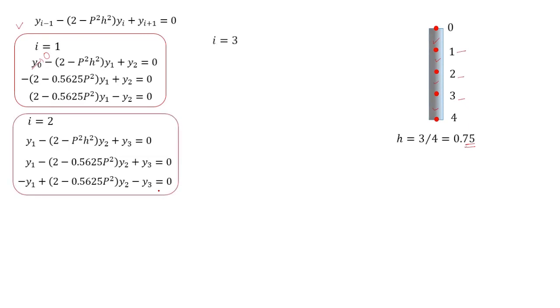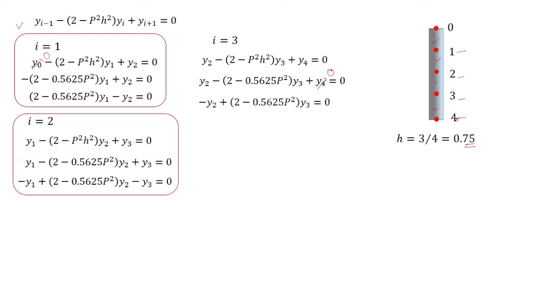Similarly for node number 3, we will put i equal to 3. So here we will have y2 minus (2 minus p square h square) y3 plus y4 is equal to 0. Here we will put h is equal to 0.75. So we will get y2 minus (2 minus 0.5625 p square) y3 plus y4 is equal to 0. But we know that the deflection of this node, that is y4, is 0. So we will also remove this term. So we will get minus y2 plus (2 minus 0.5625 p square) y3 is equal to 0.